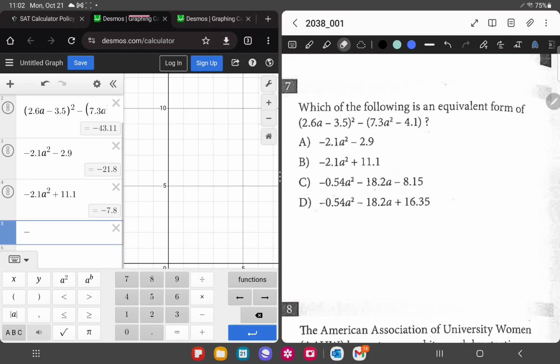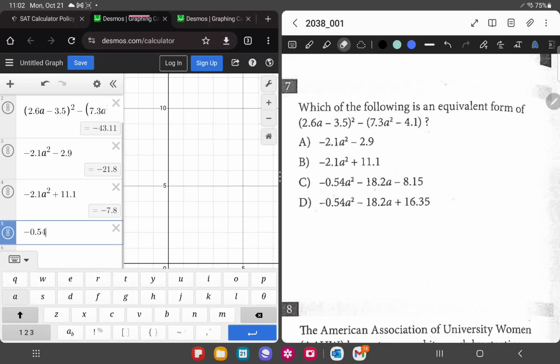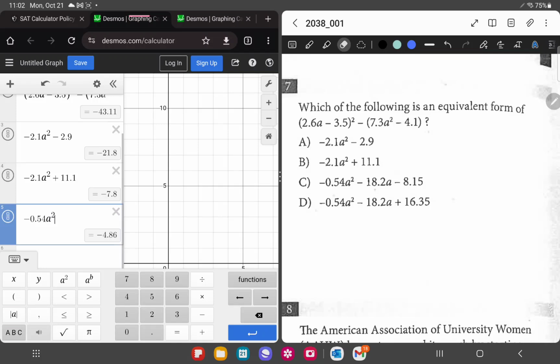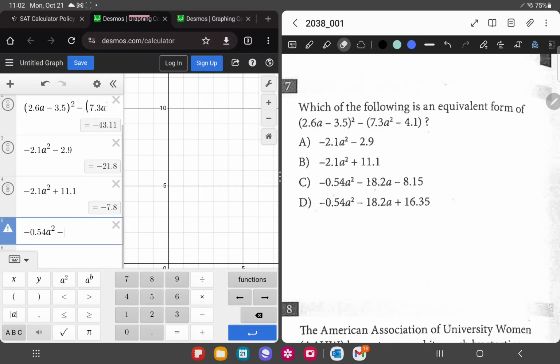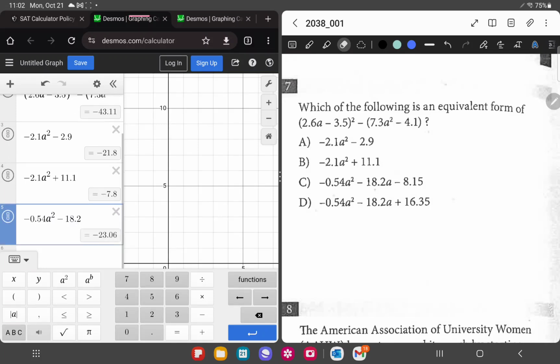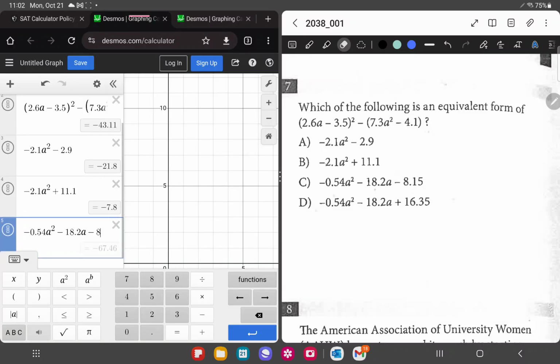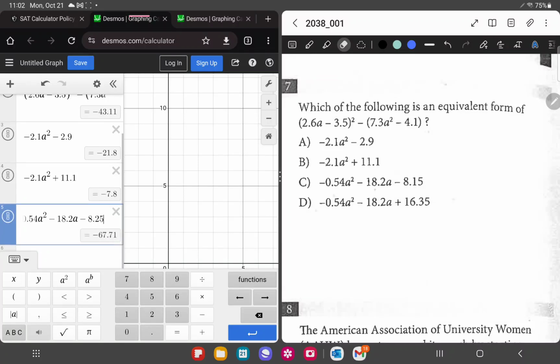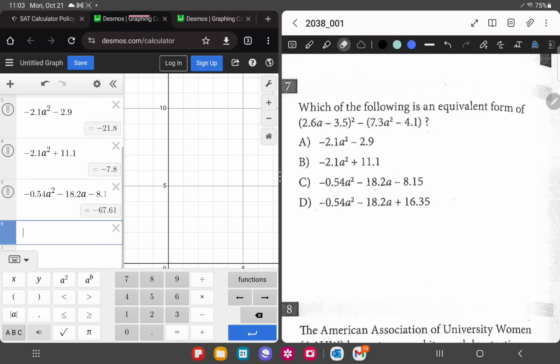So it's going to be 0.54 a squared minus 18.2 a minus 8.25, or 15 actually. Alright, is that my answer? Not yet. Let's go ahead and try the last one, just to verify that we actually did everything correctly.